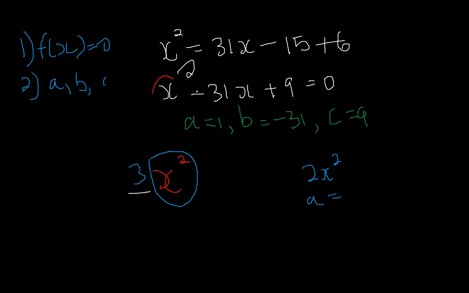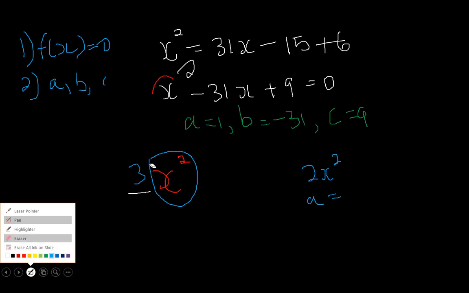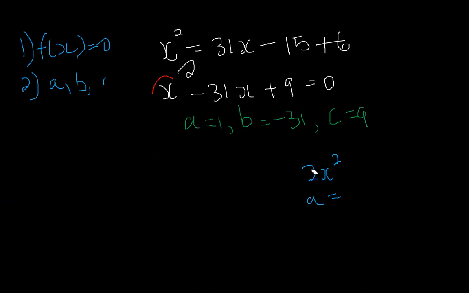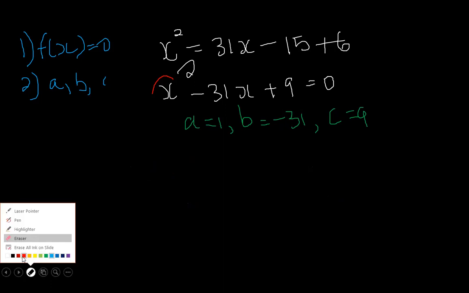All right. I have a question. In the equation where you have x squared minus 31x plus 9 equals 0, how do you get plus 9? I had a feeling somebody would ask me that.